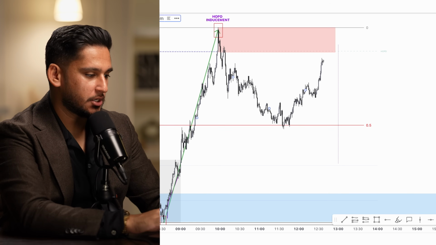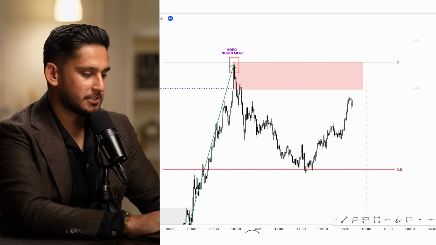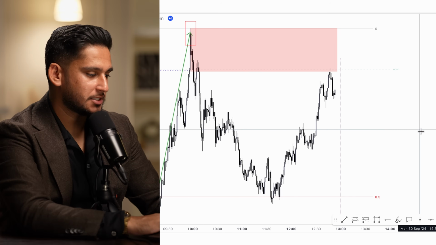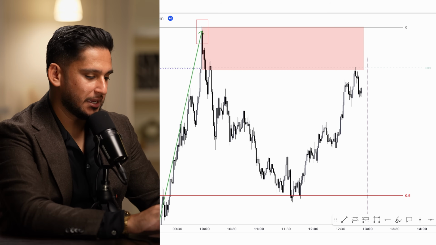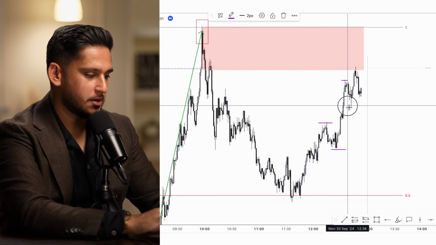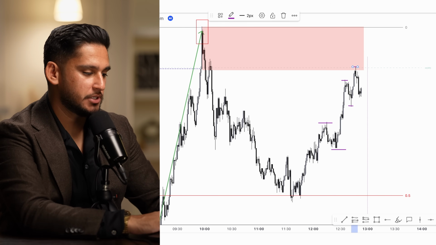So here I want price to arrive to my refined zone as we approach the New York window, and I want price to come in and give me a lower time frame rejection. So for now, what can I see? Price is coming into my refined zone and it's coming in with a series of higher highs, higher lows, higher high, higher low, higher high, forming a higher low. So we haven't seen any bearish rejection yet.